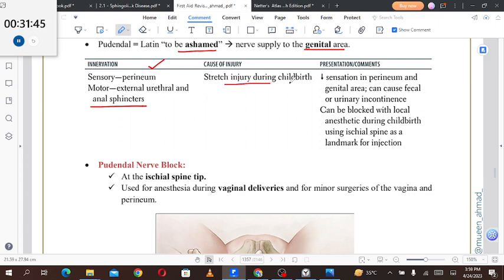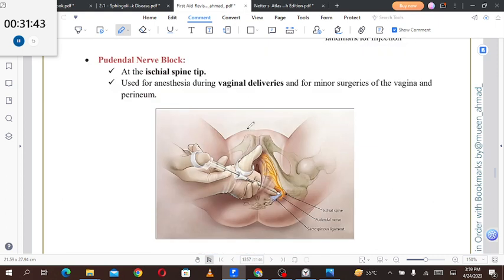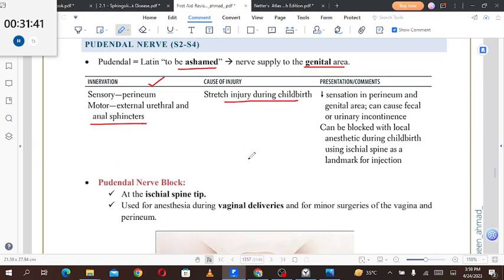Cause of injury: stretch injury during childbirth. So during childbirth, there is a high chance of damaging the pudendal nerve. Presentation and comments: decreased sensation in the perineum and genital area, and it can cause fecal or urinary incontinence. It can be blocked with a local anesthetic during childbirth, with the ischial spine as a landmark for the injection.